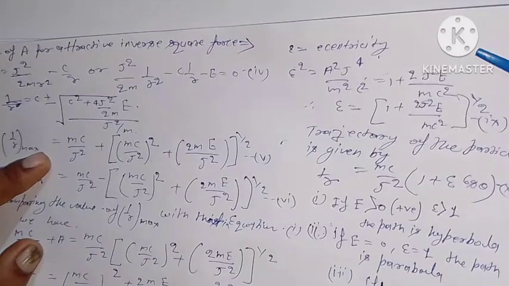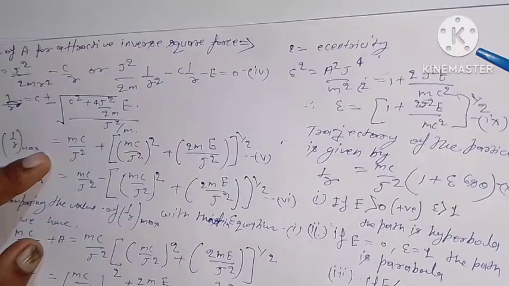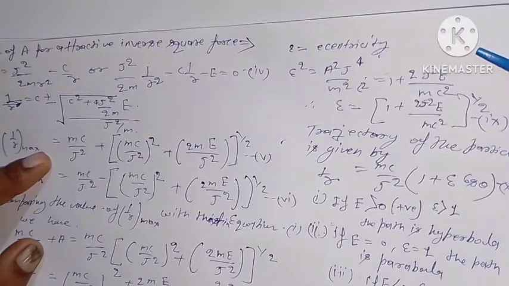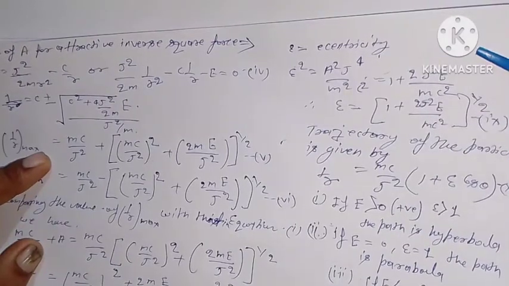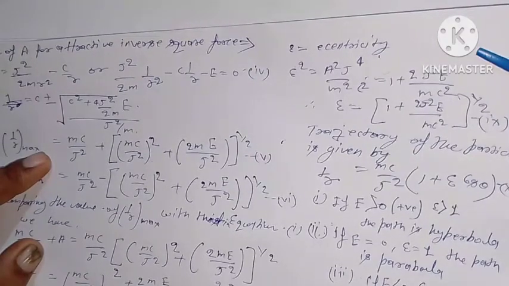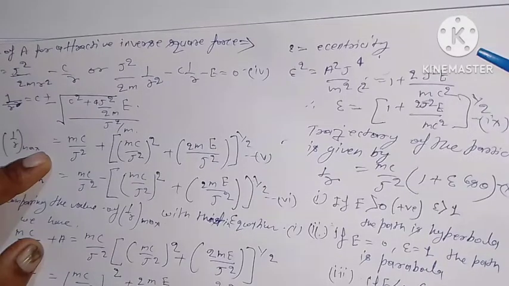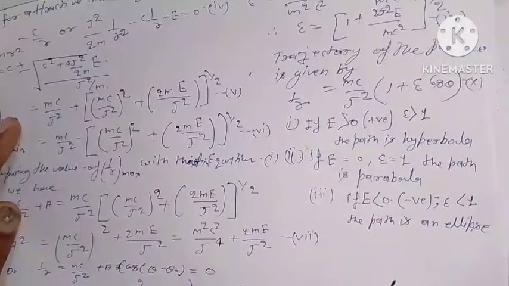And the third point: if total energy is less than 0, that means negative, so epsilon is less than 1, the path is an ellipse.